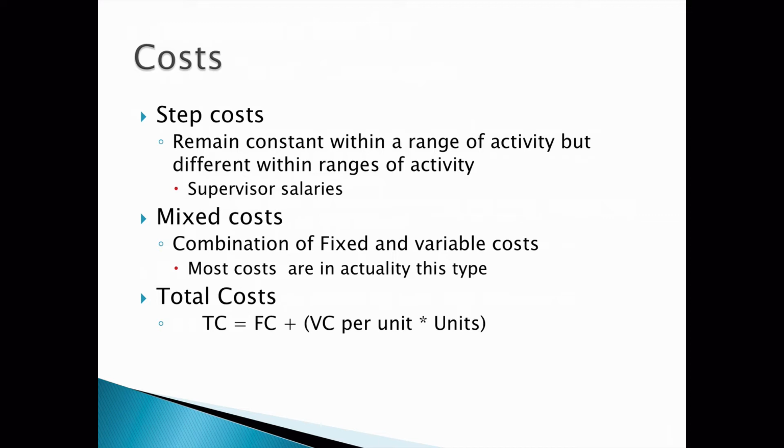And then the last thing on this slide is the formula for total costs. And we have total costs equal fixed costs plus variable cost per unit times units. And that should look kind of familiar to you. Back in algebra, that's really a linear equation. So if we had y equals mx plus b, b would be the fixed cost, and mx would be the variable cost per unit times units. So really that's just a linear equation.